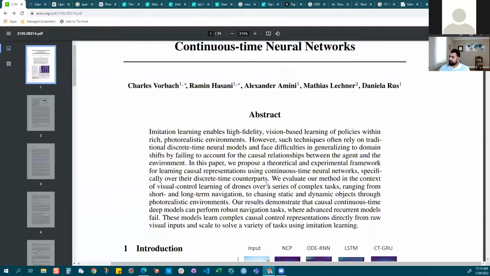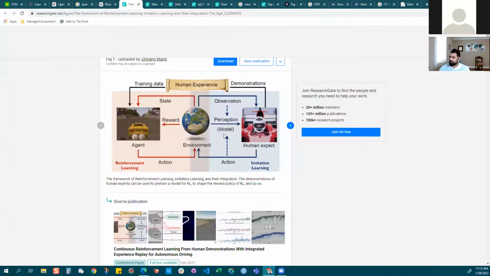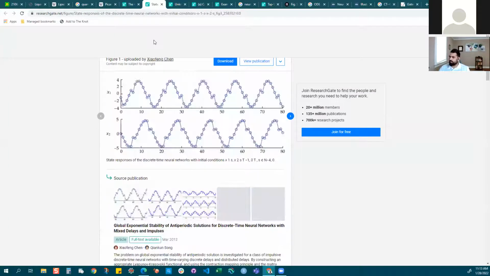They are using the drone as an example to have an autonomous system instead of having reinforcement learning. So that is the first concept, imitation learning, they're using in this paper.